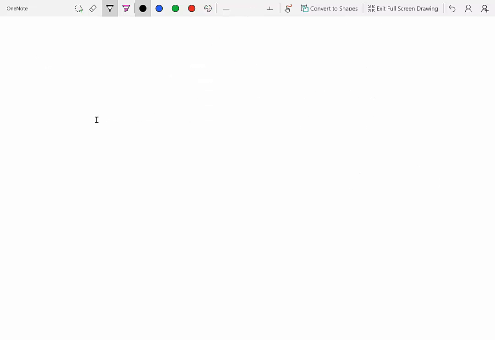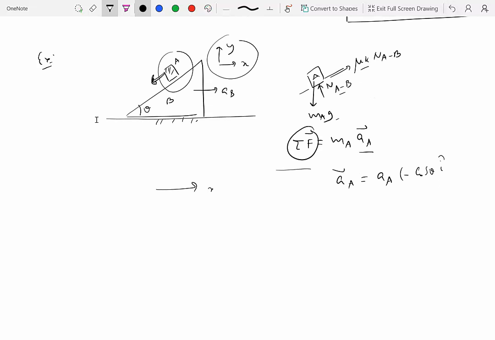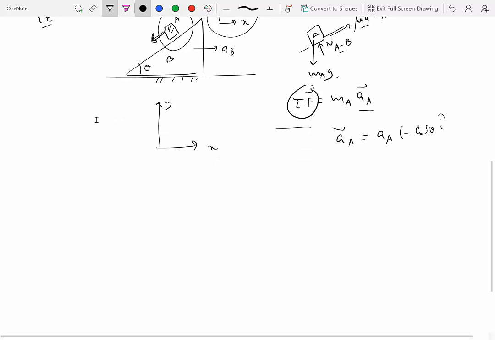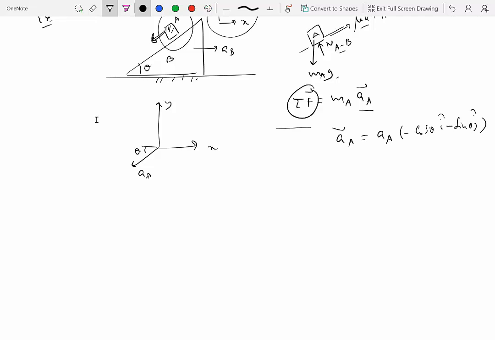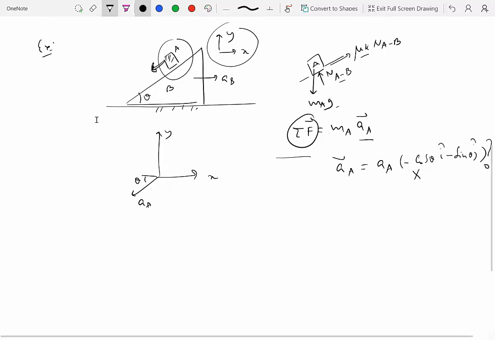So let me draw this again. I have my X direction, I have my Y direction, and I have my acceleration vector AA, which is pointing at an angle theta from horizontal. So I get minus cosine theta I hat minus sine theta j hat. That's the unit vector. So would it be fair to say that this is the acceleration of A? Well, clearly this is not right, because this is the acceleration of A only with respect to B.